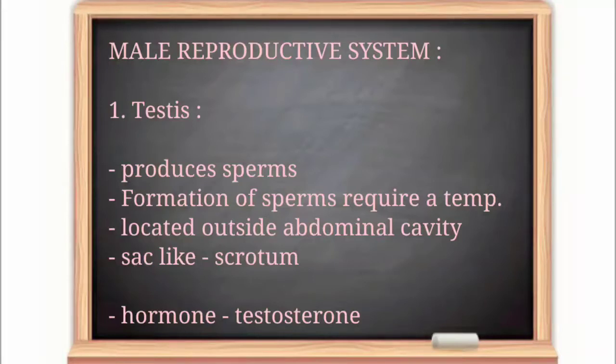Now it secretes a hormone. That hormone name is known as testosterone. Now this testosterone hormone gets released when the male attains his puberty level. When the male attains his puberty level, that is the time when the hormone is secreted from the testes, that is testosterone. The name of the hormone, that is testosterone.